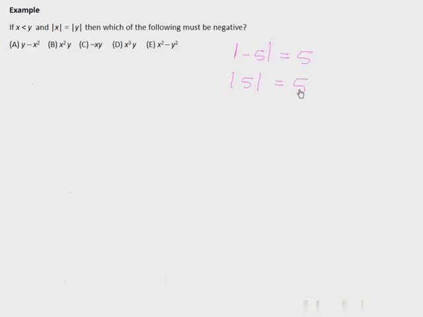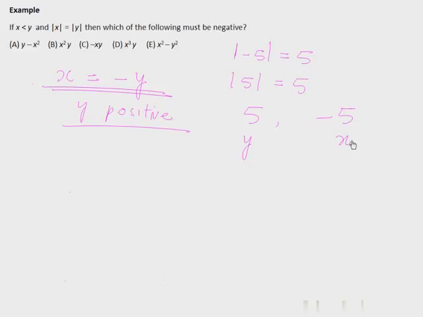So x is less than y and their absolute values are equal. That means x is negative and y is the positive counterpart of x. So I can say that x is minus y. That's what I can conclude. And y is positive. For instance, 5 and minus 5. Y would be 5 and x would be minus 5. Then which of the following must be negative?